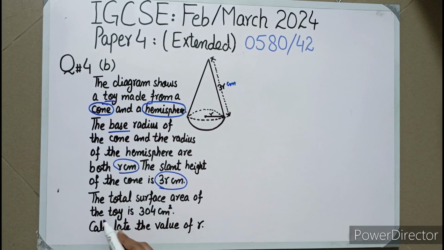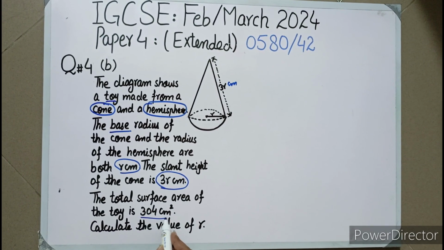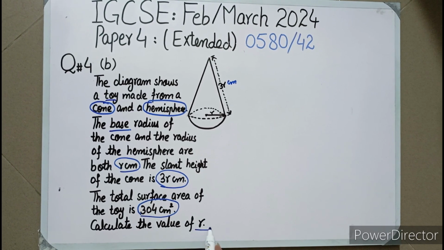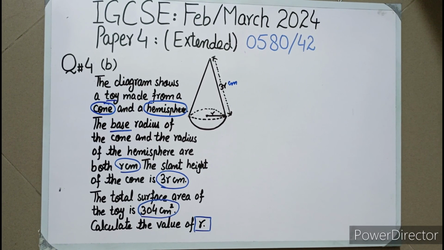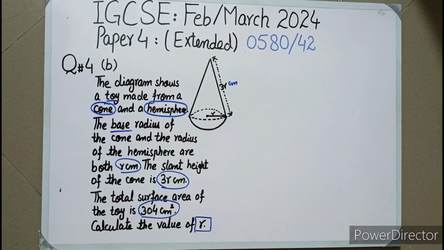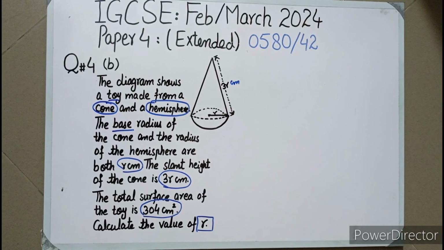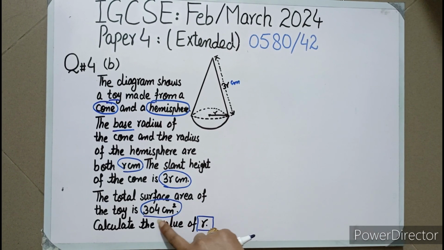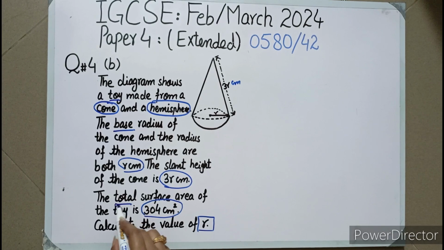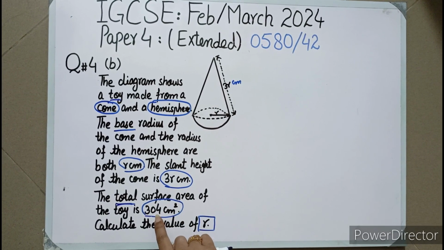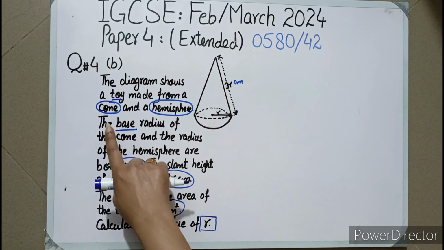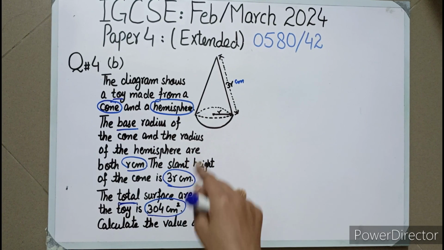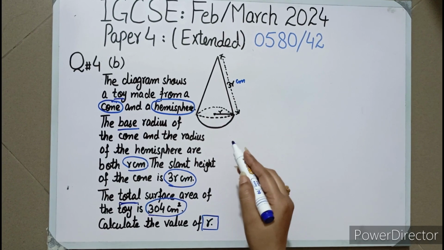The total surface area of the toy is 304 centimeter square. What we have to calculate is the value of r. First of all, you have to understand there are 2 figures. One is a cone and the next is a hemisphere. It means if he has given you the total surface area 304, he has summed up the area of cone and hemisphere together to get this figure. So I apply the same strategy over here.